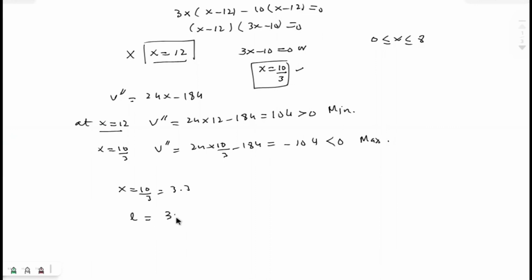We can even find that maximum volume. The length was 30 minus 2x, which is 30 minus 2 times 10 by 3, and this is 30 minus 20 by 3, and this is 70 by 3. And we can take the width, which is 16 minus 2x, or 16 minus 2 times 10 by 3. If we simplify this, we'll get 28 by 3.